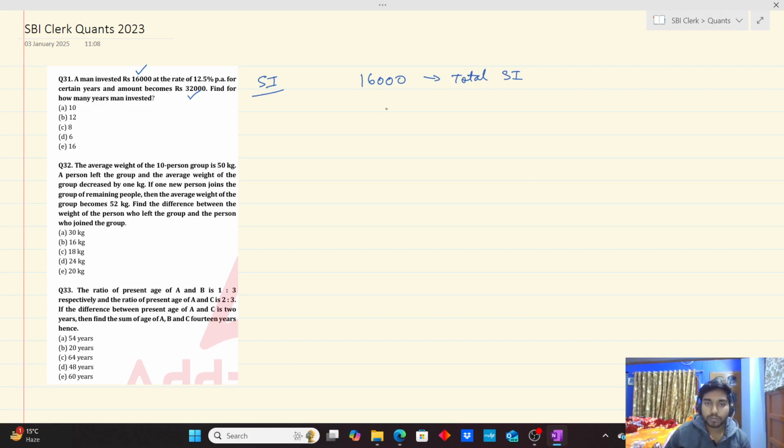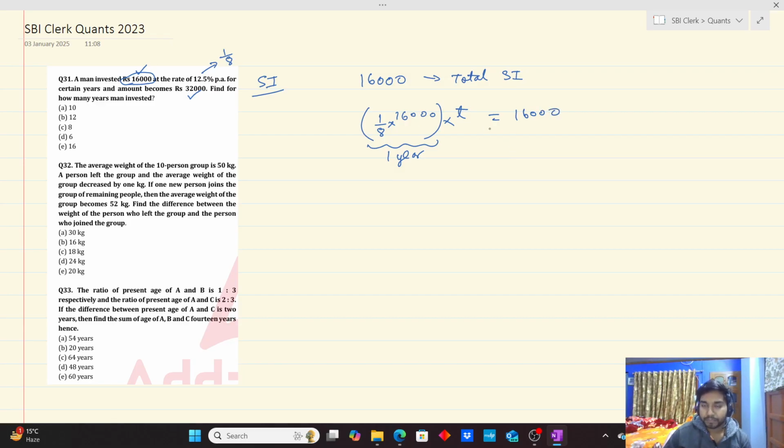And to get this total simple interest, in every year how much have we got? 12.5%. I can write 12.5% in terms of fraction as 1 by 8, right? So every year we have gotten 1 by 8th of the initial amount, or the principal amount. This is the interest that we have gained in 1 year. If I've kept it invested for T years, then only my total interest will become 16,000.